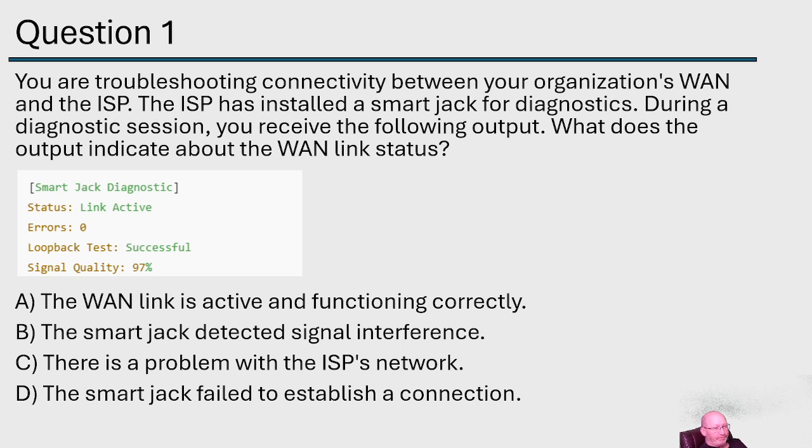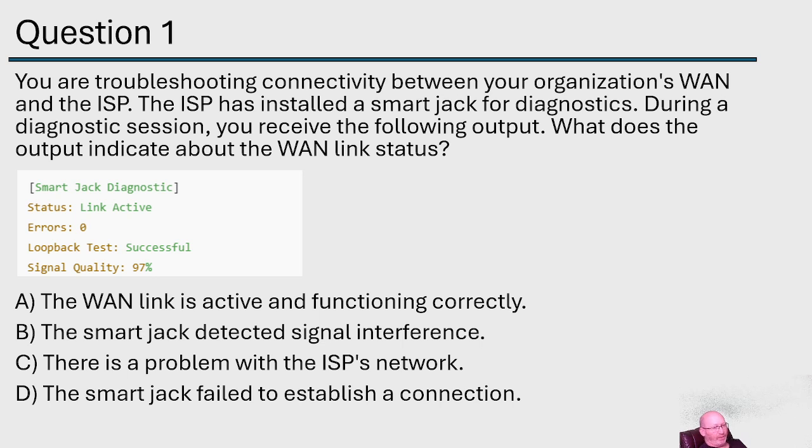Let's start with A. The WAN link is active and functioning correctly. Is it, with a signal quality of 97%? Is it functioning correctly? Possibly. Let's put that one on the back burner. B, the smart jack detected signal interference. I don't see any signal interference. There's no errors. I would say no. C, there is a problem with the ISP's network. We're only seeing a quality of 97%. Does that mean there's a problem with the ISP network? It could, right? 97%, it's only 3%, but does it constitute a problem with the ISP network? Possibly. So C is the second answer.